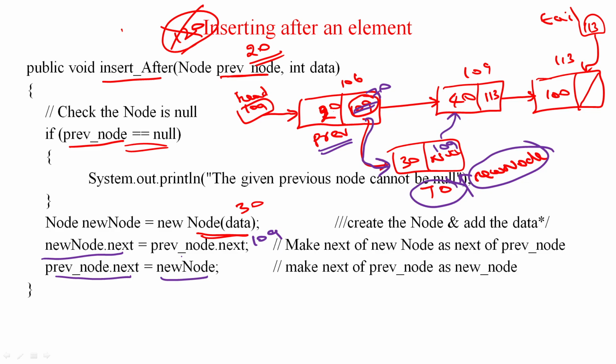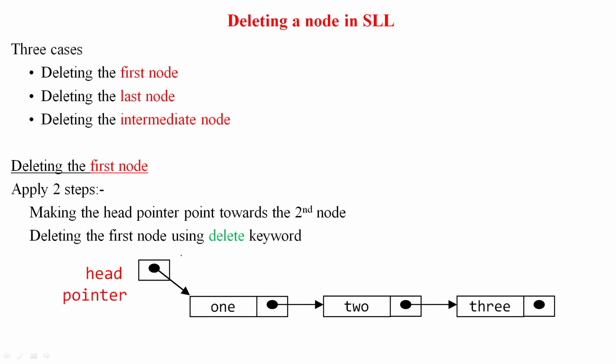Next one is deleting a node from a singly linked list. This we will see in the next session.